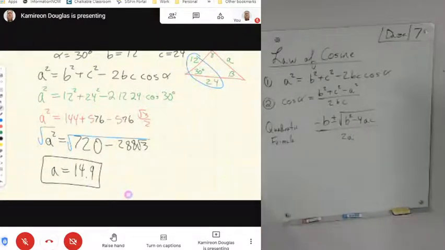Beautiful. We found the missing side. The problem said to find all missing sides and angles. There was one missing side. We found it. There are 2 missing angles. Now, at this point, I'm going to add this information we just found back in the triangle above.